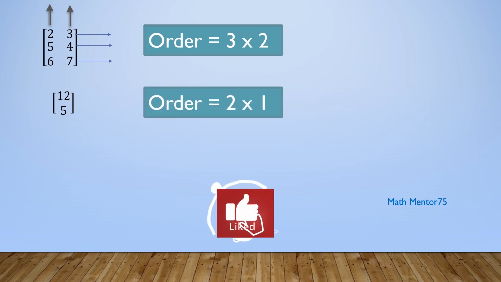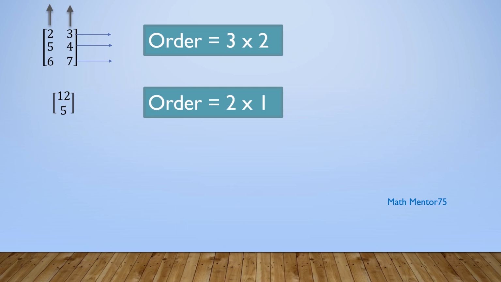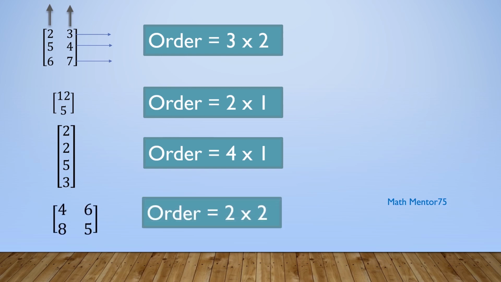Second matrix. Here we have 2 rows, 1 column. So what do you think? What is the order of this matrix? Yes, you're right. It is 2 into 1. Third matrix. Here we have 4 rows but 1 column. So the order is 4 into 1. And in the last example, we have 2 rows, 2 columns. So the order would be 2 into 2.